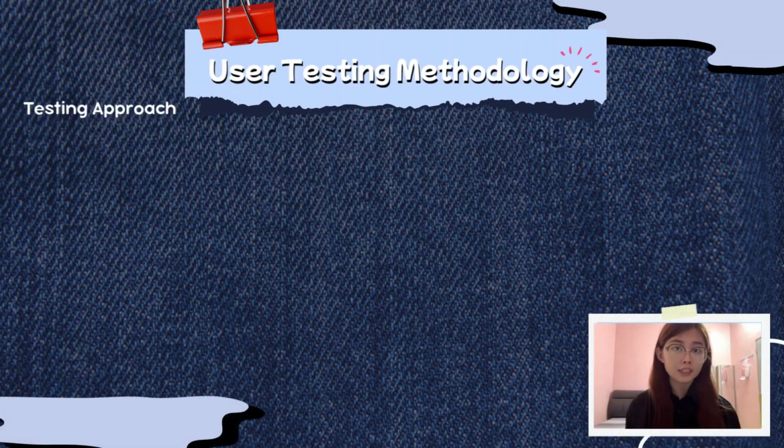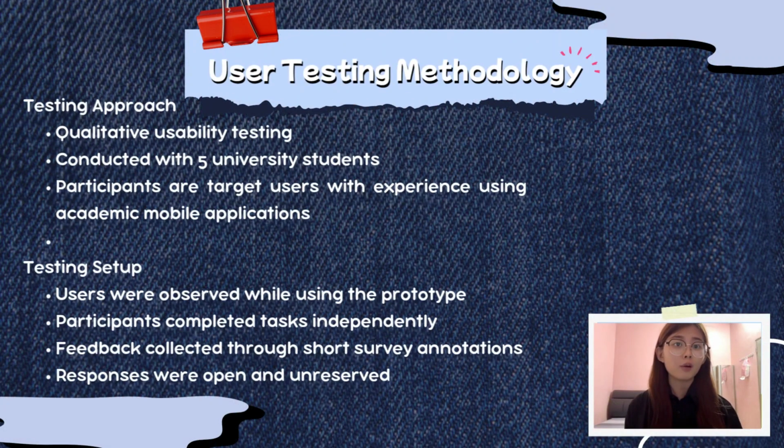User testing methodology. For the testing methodology, we conducted qualitative usability testing. The testing involved 5 university students who represent the target users of the application. All participants had prior experience using academic mobile applications, particularly for submitting assignments. During the sessions, users were observed while interacting with the prototype. They completed the tasks independently, and feedback was collected through a short survey. The responses were open-ended, allowing us to gain honest insight into their experience.